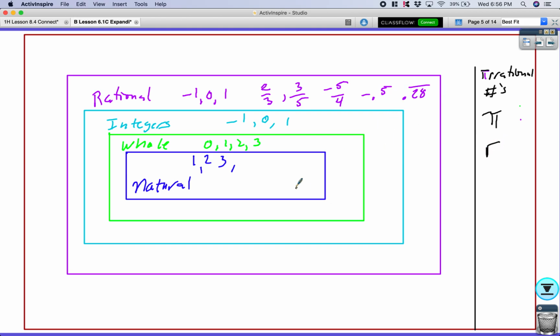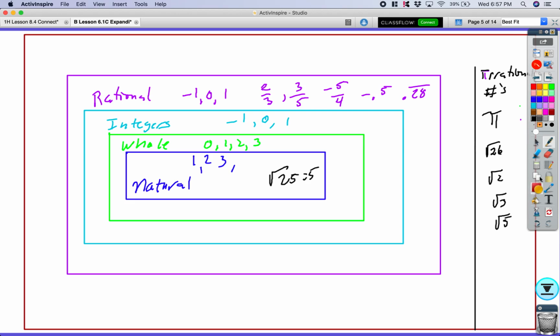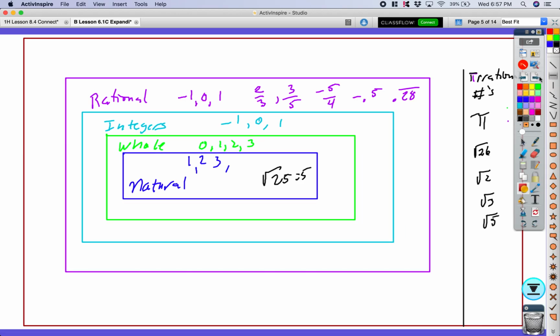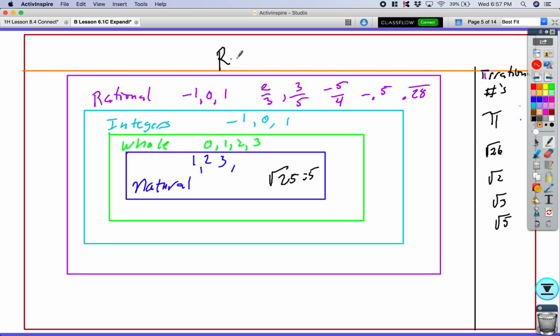And the square root of a non-perfect square. For instance, the square root of 25 is 5, so that's a natural number. But the square root of 26, there are not two numbers that are exactly the same that multiply to 26. That would be irrational. Square root of 2, square root of 3, square root of 5, and so on. Those are all irrational numbers. But those numbers still exist in the real world, so we're going to call them real numbers. So real numbers include all numbers that are irrational and rational.